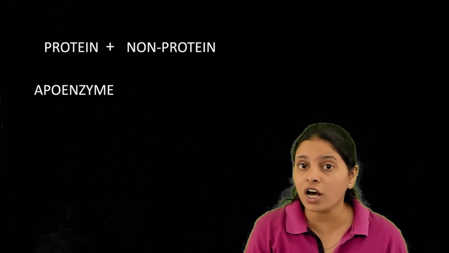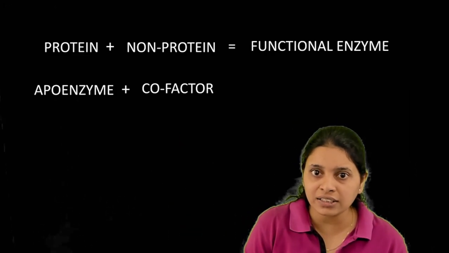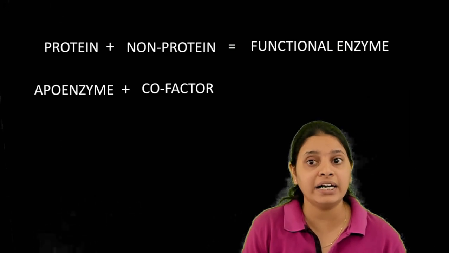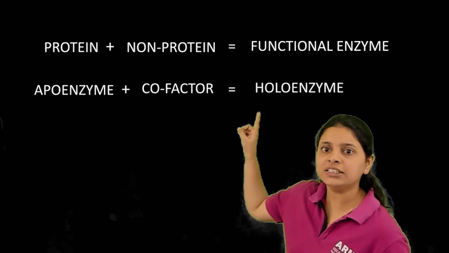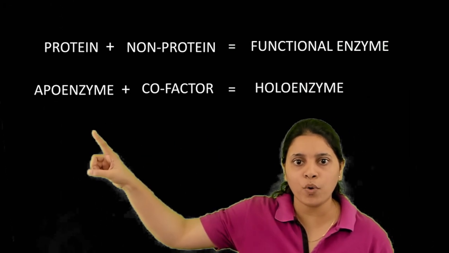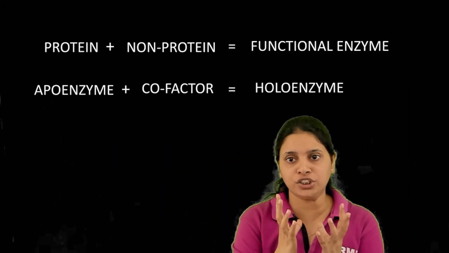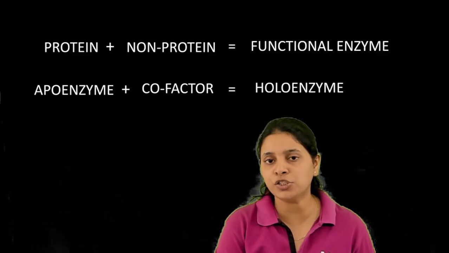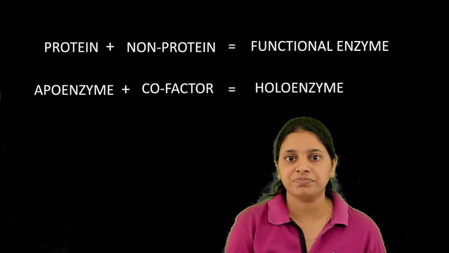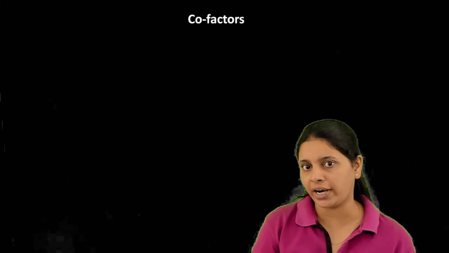Then we have the non-protein part, which is cofactor. And together, the apoenzyme plus cofactor will form the entire functional enzyme, which is holoenzyme. Holoenzyme is apoenzyme plus cofactor, and this holoenzyme is functional enzyme. It will be able to catalyze the specific chemical reactions. Now, let's see what are the different types of cofactors.